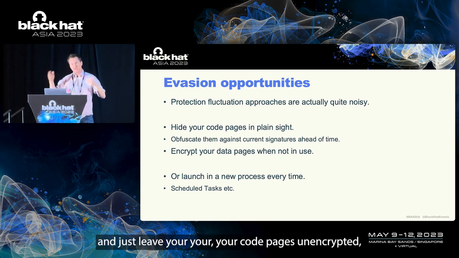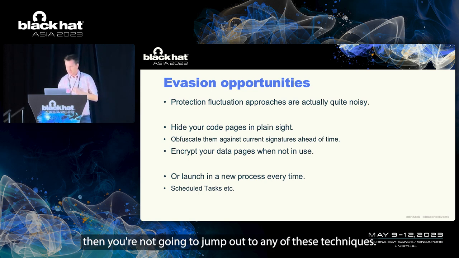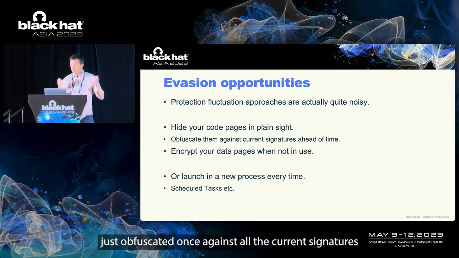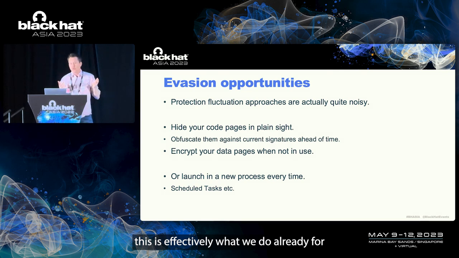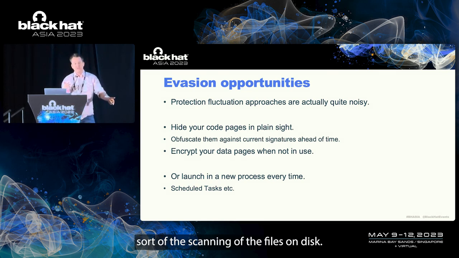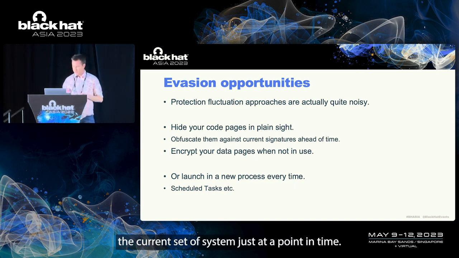So if you encrypt your strings and just leave your code pages unencrypted, then you're not going to jump out to any of these techniques. And for your code, just obfuscate it once against all the current signatures that you're aware of. This is effectively what we already do for AV scanning on files on disk. The only difference is that for files on disk, most people use in-memory packer type approaches, which, as we've said, doesn't work. So you're going to have to use more binary rewriting approaches. It's just a little step up in complexity, but you should still be able to tweak your code to bypass the current set of signatures at a point in time.